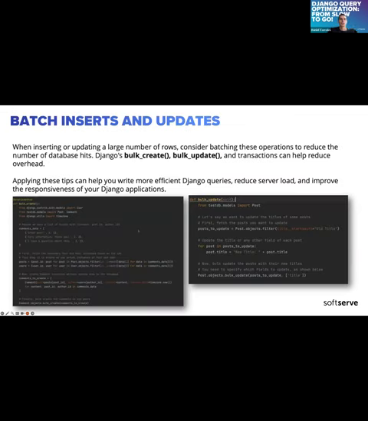So let's continue with the batch insert. It is also useful because it is more common to implement in our projects. When inserting or updating a large number of rows, consider batching these operations to reduce the number of database hits. Django's bulk update, bulk create and transactions can help us reduce the overhead. Applying these tips can help you write more efficient Django queries, reduce server load, and improve the responsiveness of your Django application.